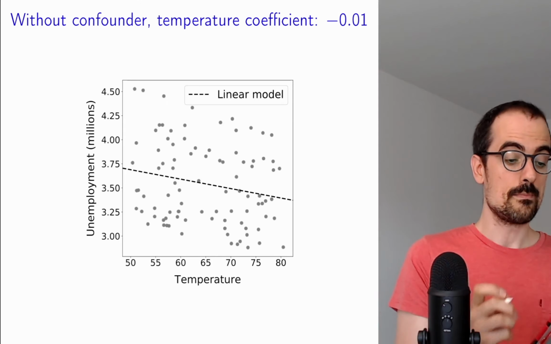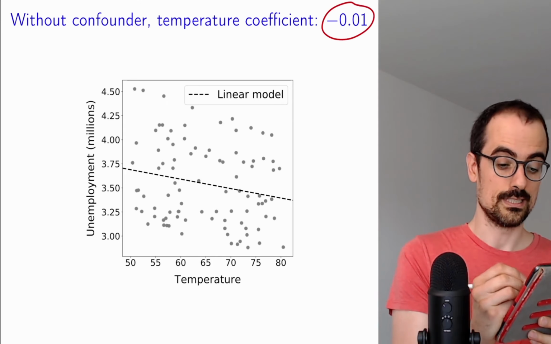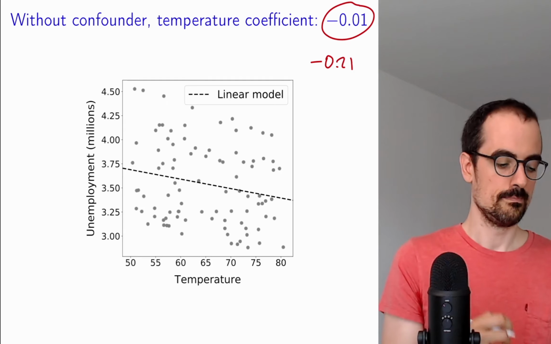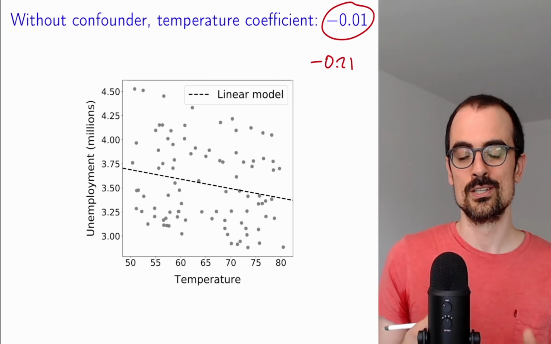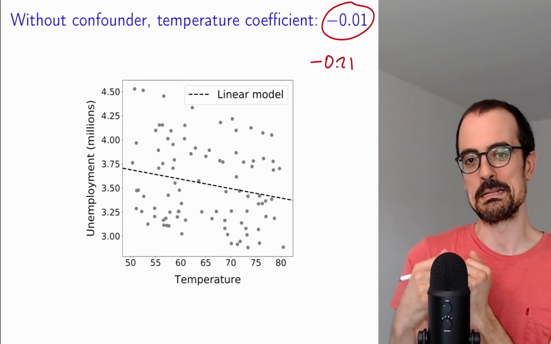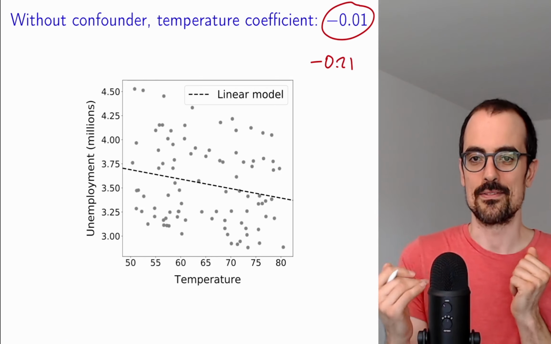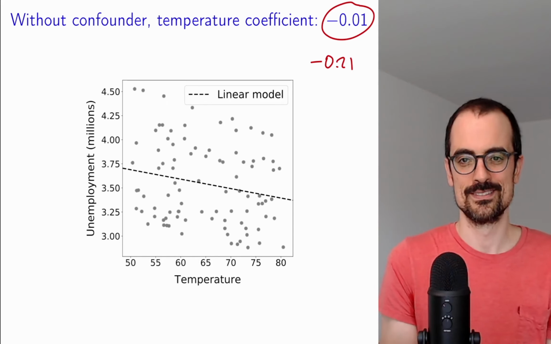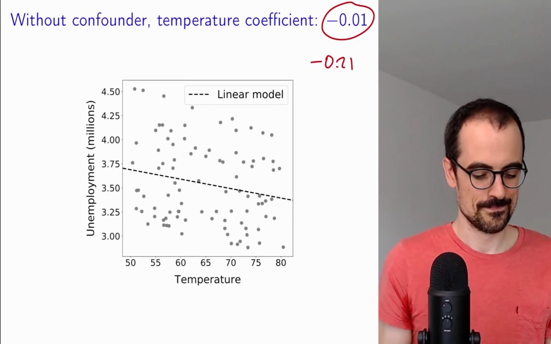Without the confounder, remember that we did have a strong coefficient. This is a strong coefficient because if we standardized, it would be equal to minus 0.21 between the temperature and the unemployment, which would fool us into thinking that maybe next month, if suddenly the temperatures would go up, the unemployment would go down, which is of course nonsense.